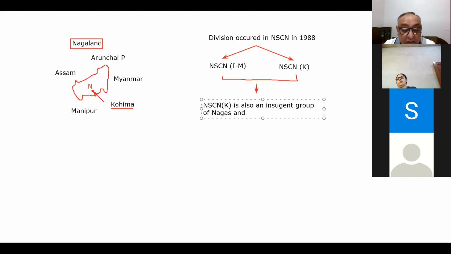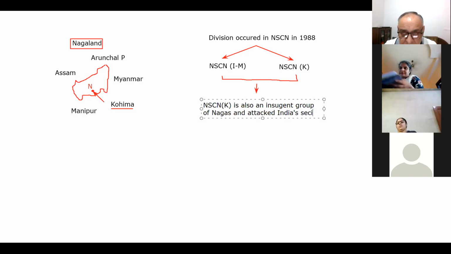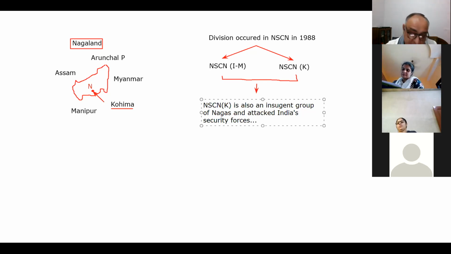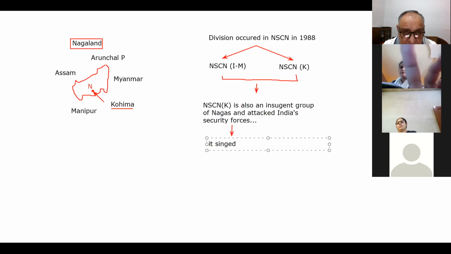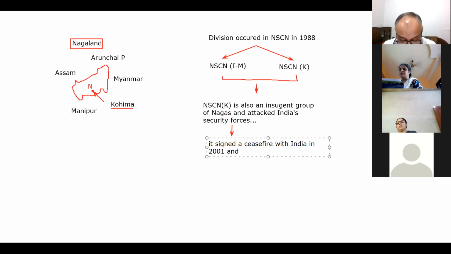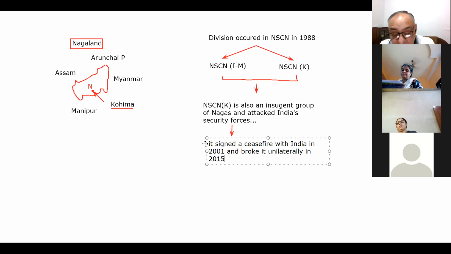And this group attacked India's security forces. इसने कई बार इंडिया की सिक्योरिटी फोर्सेस के ऊपर अटैक भी किया, राइट? क्योंकि उन्होंने तो सीज फायर कर ली लेकिन इसने अभी नहीं की थी। So then it signed a ceasefire with India in 2001 and broke it unilaterally, फिर अपनी मर्जी से इसने उसको तोड़ दिया, in 2015. ceasefire करके 2015 में आके इसने withdraw कर लिया ये जो ceasefire थी, right?